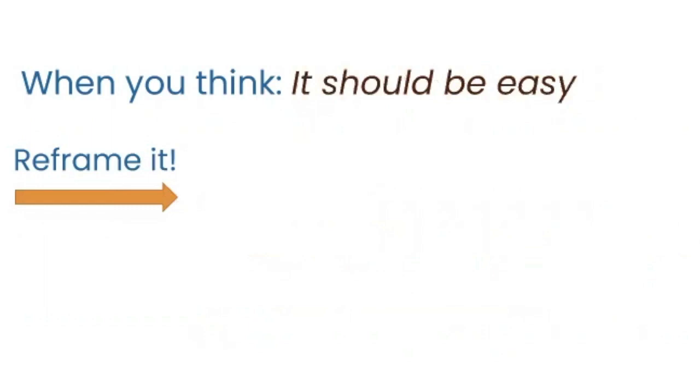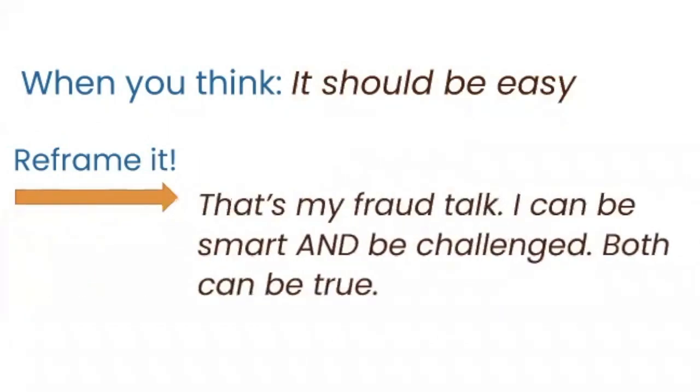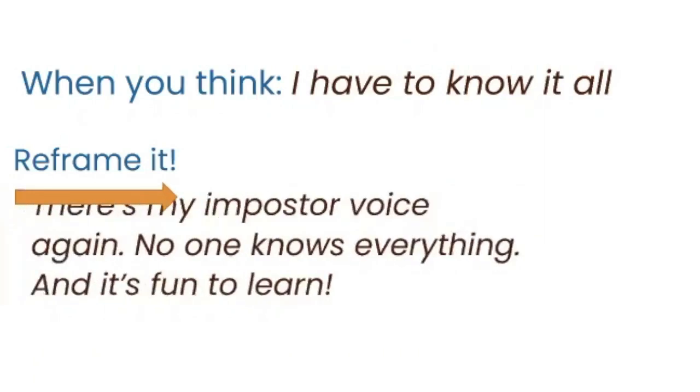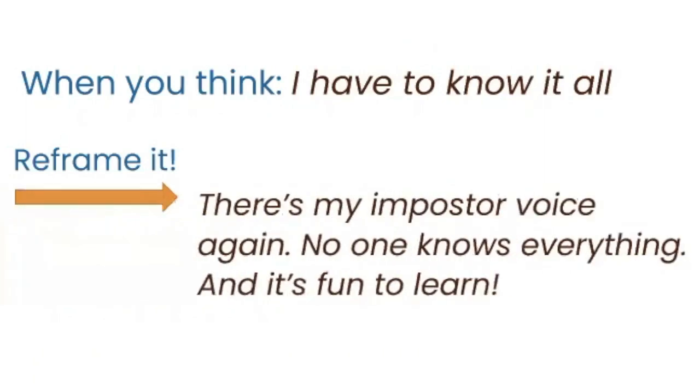What if you're the natural genius subtype and you're telling yourself it should be easy? You could counter that distorted thinking with, that's my fraud talk. I can be smart and be challenged. Both can be true. Let's say you fall into the expert subtype and you believe, I have to know it all. You could reframe this as, there's my imposter voice again. No one knows everything, and it's fun to learn.